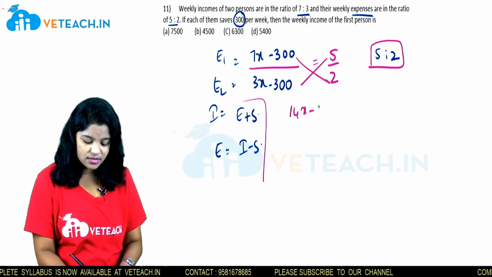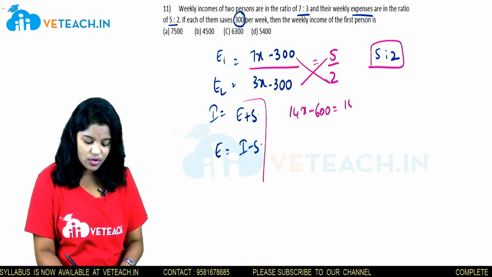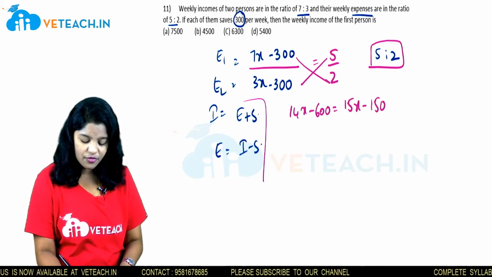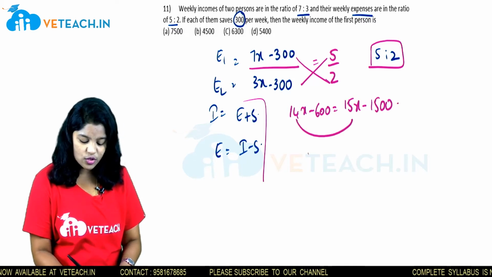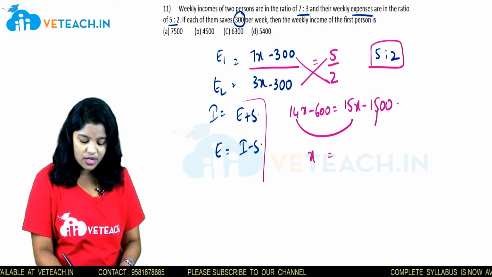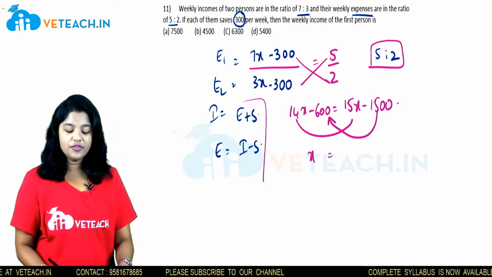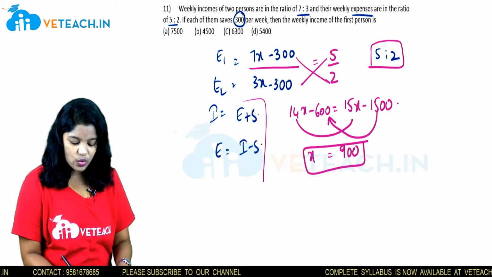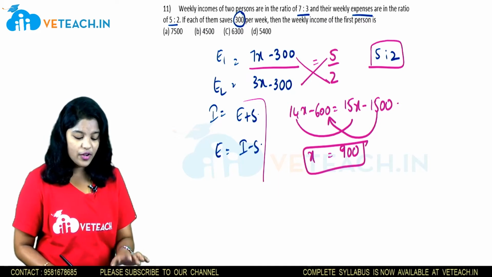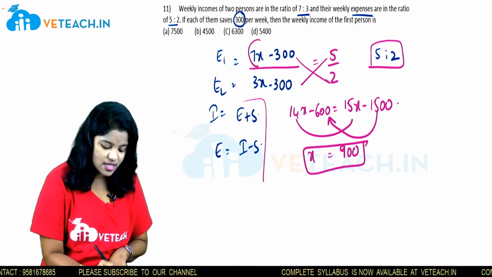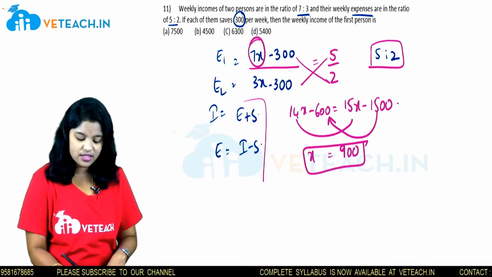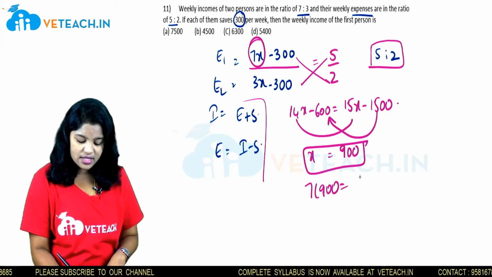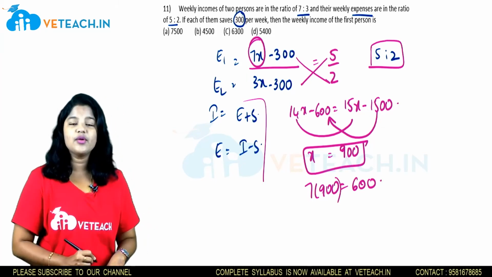14x minus 600 is equal to 15x minus 1500. Take 14 to the other side, we will get x is equal to, bring 15 to the other side, 1500 minus 600. It will be 900. So x is equal to 900. Now we need to find the income of the first person. The income of the first person is 7x. So 7 into 900, that is equal to 6300 rupees.